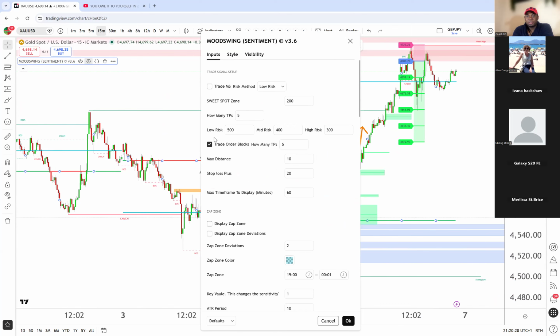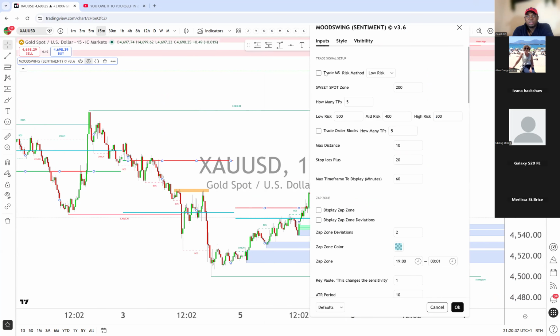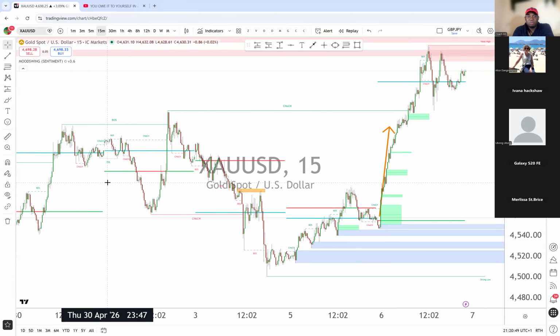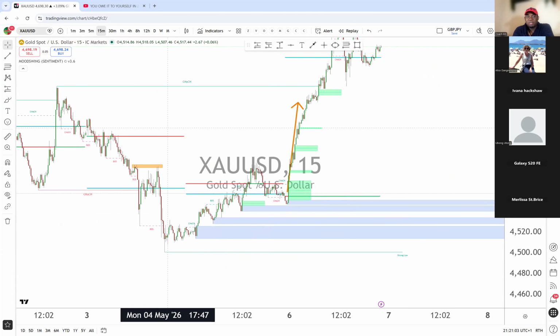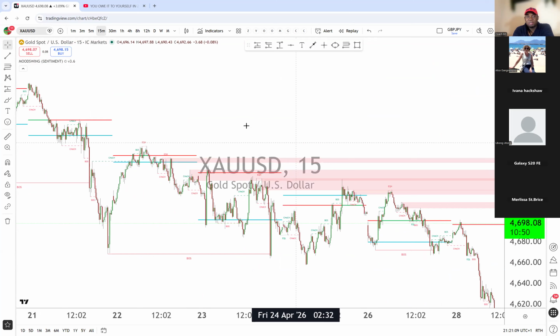So let's go back to the trade MS risk method, and you'll understand what that is. If we switch that on, it will give you a trade setup at the mood swing level. That is all it does. It will be stationed at the mood swing level and give you a trade setup there. You'll notice here that price comes back. You see how price respects this mood swing level and then pushes up. So the mood swing level is a very key and important level in price movement.